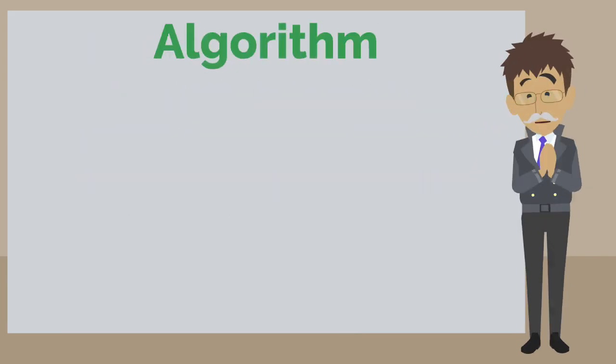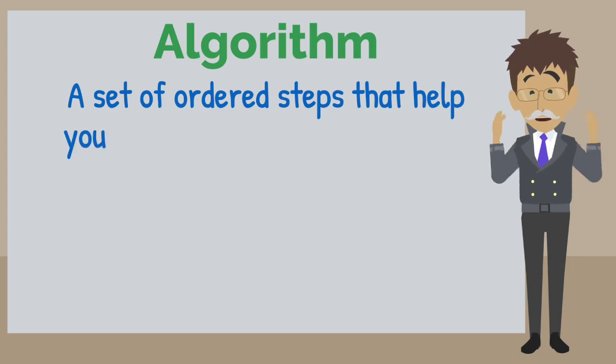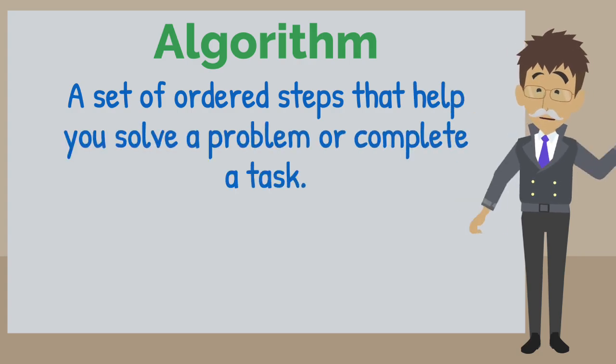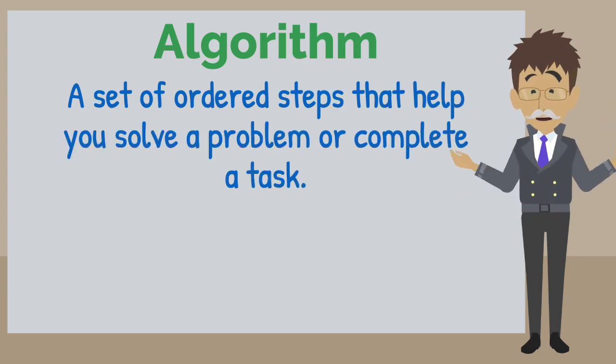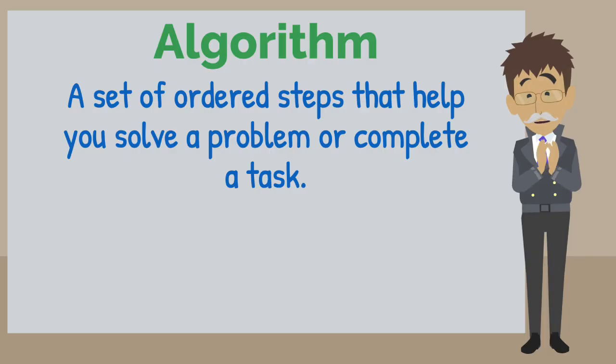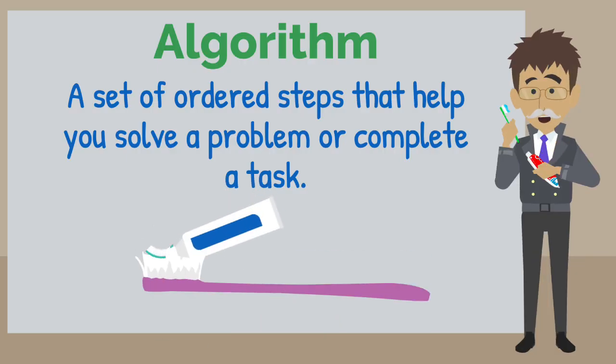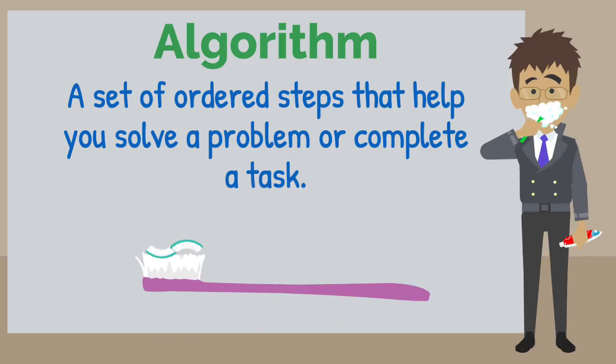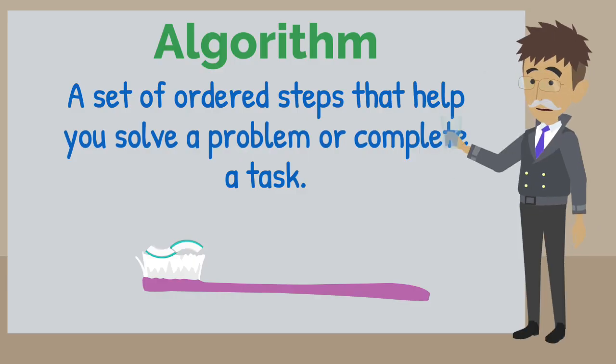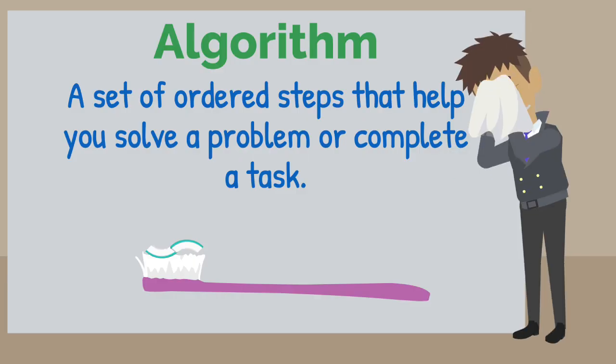Algorithm. A set of ordered steps that help you solve a problem or complete a task. For example, you can think about brushing your teeth as an algorithm. Open the toothpaste, apply to toothbrush, brush your top teeth, brush your bottom teeth, spit, rinse, then put everything away and clean up.